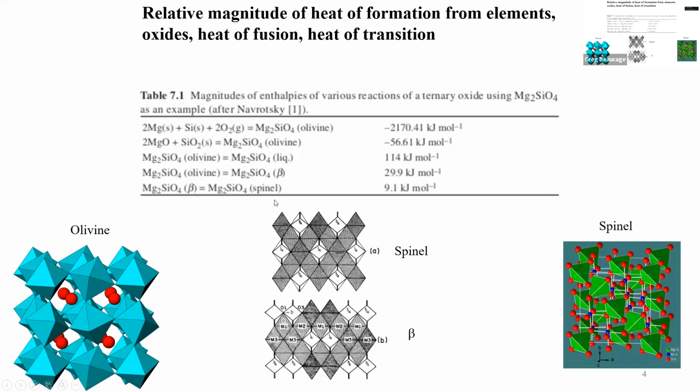And again, it has laws: it doesn't matter what route you take to get to the structure, as long as you have the energy of the formation of that. So how do you go from liquid to beta? You just subtract those two and you can get the energy, the enthalpy of that operation, right?